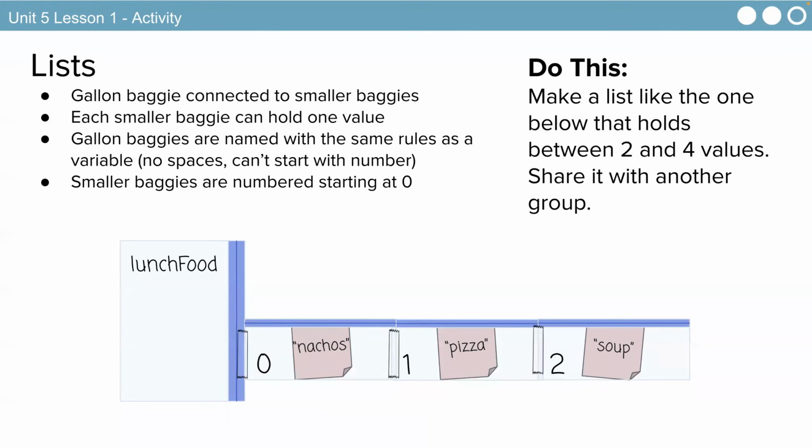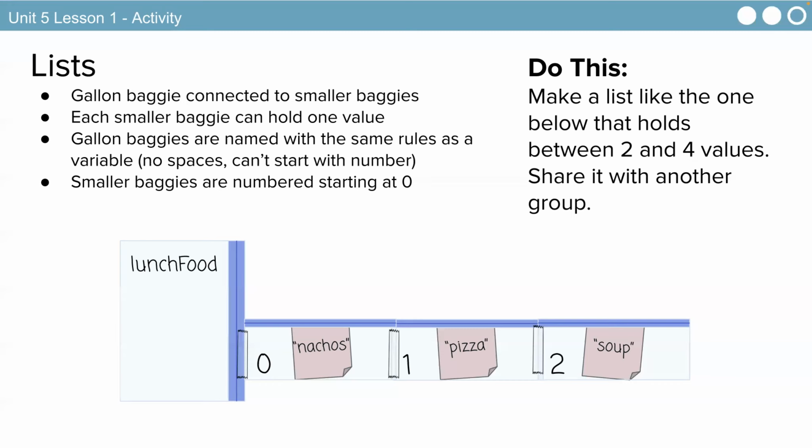Go ahead and draw out, like I have here, your big list, and then put 2 to 4 items within the list. What you're going to do is make a list with your partner that holds 2 to 4 values. And here's an example, right?